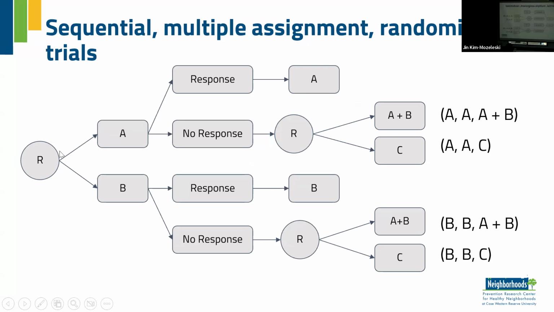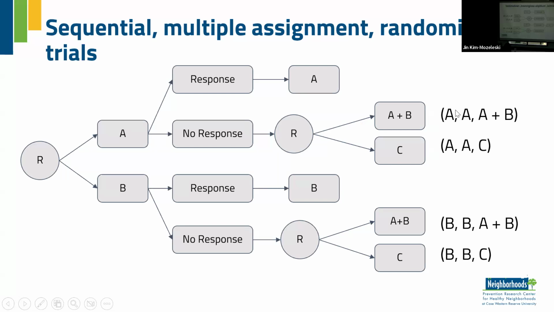So patients are randomized to a first treatment. Then we gather some intermediate response or non-response. This is our tailoring variable essentially, is response or non-response. And then that dictates the secondary treatment. So for patients who respond to treatment A, they stay on treatment A. If they don't respond to treatment A, then they are re-randomized to either adding B to treatment A or switching to treatment C.